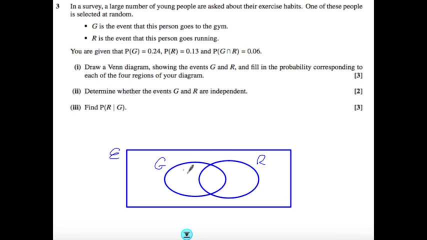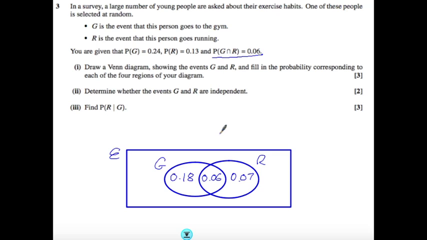We can't fill in, for example, we know the probability of G is 0.24, but that's split into these two regions. So before we can fill in either of those, we've got to know one for sure. Thankfully we know the intersection, so this area here is 0.06. So then we know 0.24 minus 0.06, this must be 0.18, and this one must be 0.07. So we've done 0.13, take away 0.06. And finally, the outside we know is 1 take away all of these 3 bits.